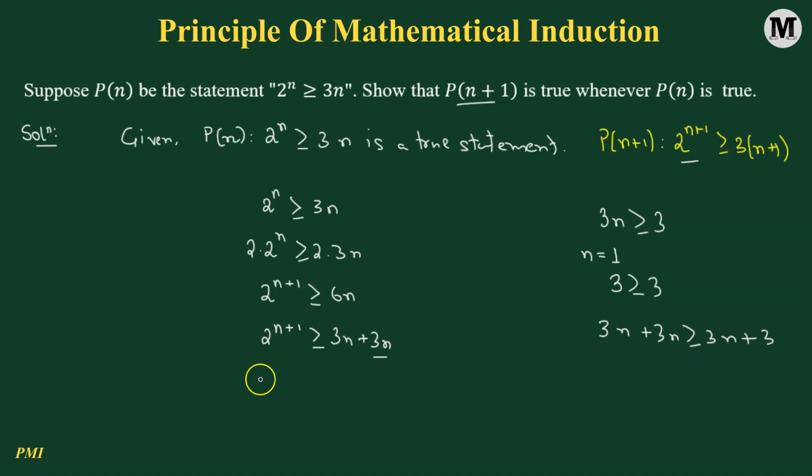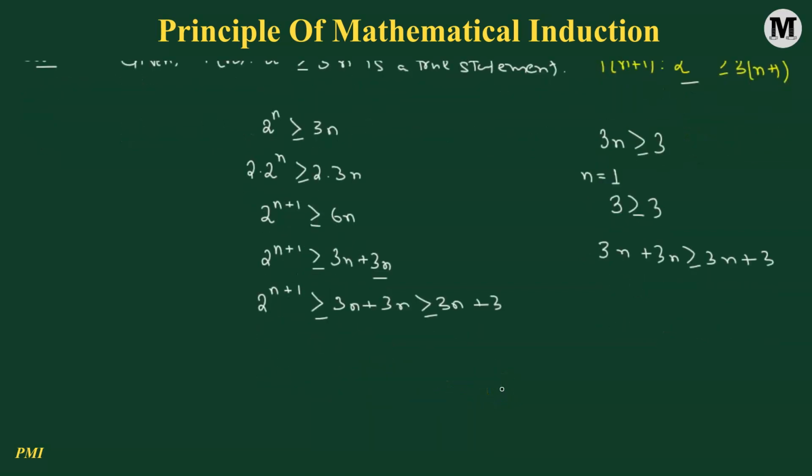Fine. So in other words, what we have here is 2^(n+1) is greater than or equal to 3n + 3n. We have already said that 3n + 3n is greater than or equal to 3n + 3. So let's write it down so that it does not create any confusion. So this is greater than or equal to 3n + 3.